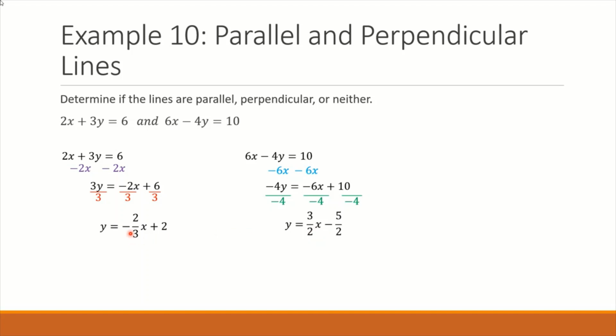Another way to tell is if I multiply those two slopes, -2/3 times 3/2, and you get -1, then it's perpendicular. When you do that, you do get -1. So they are perpendicular.